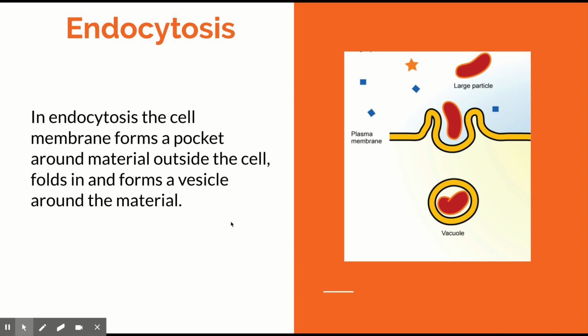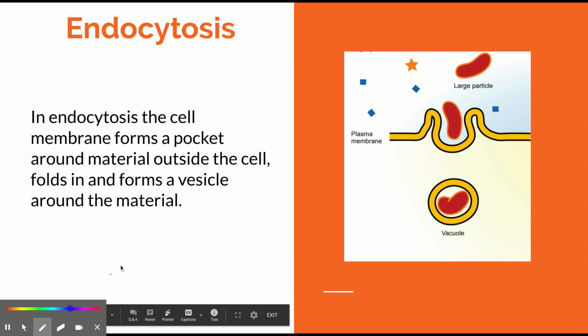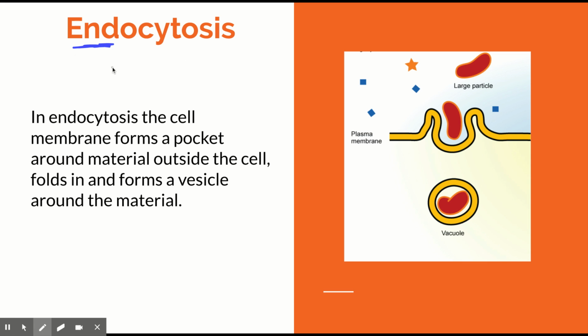Endocytosis is what occurs when substances, endo, that means they are entering into the cell. So the cell membrane basically opens up, it forms a pocket around the material outside the cell that's floating out there, and it folds in, kind of captures it, creates a little vesicle, and then it can enter into the cell.